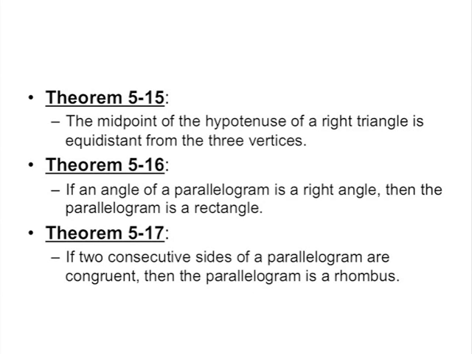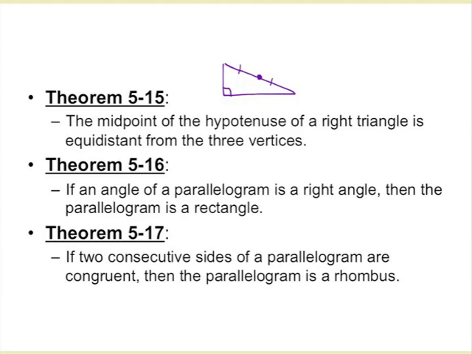And we have a few more theorems, but these ones are not directly about our special parallelograms, our rectangles, rhombuses, and squares. But there is a reason why they're in this section, and I'll show you that. So theorem 15 says the midpoint of the hypotenuse of a right triangle. So I need a right triangle, and I need the midpoint of that hypotenuse. The midpoint of the hypotenuse means it's the same distance from the 2 ends there. This theorem tells us it is equidistant, or the same distance, from all 3 vertices.